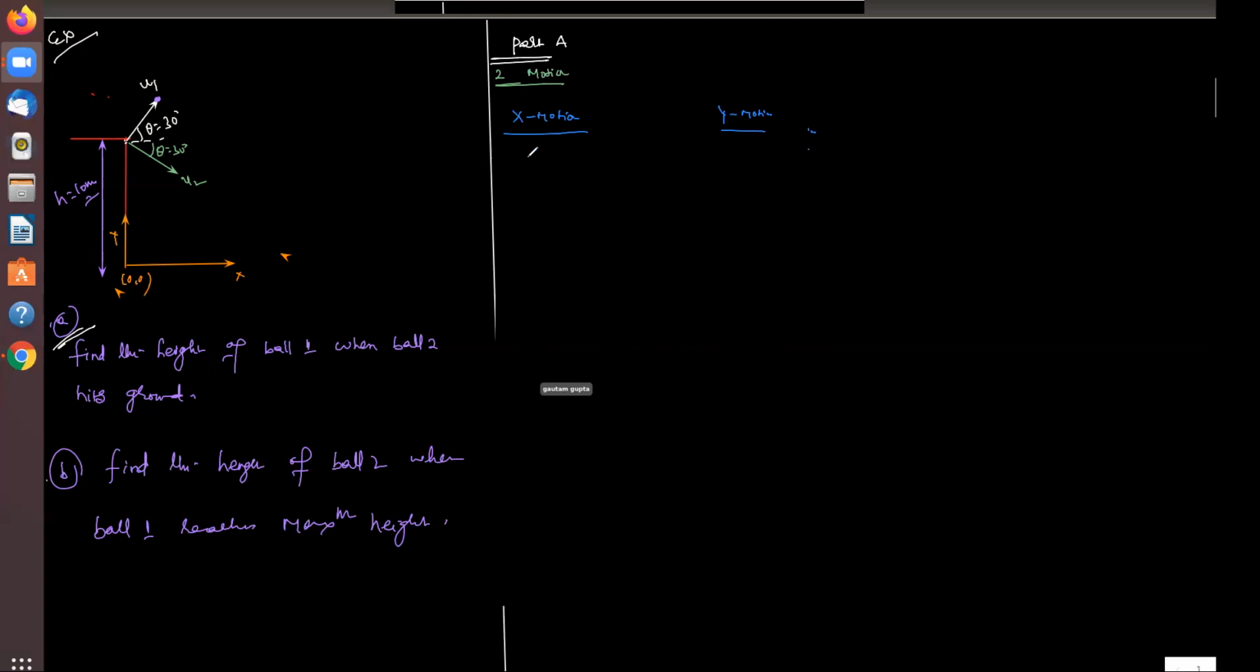Okay. So tell me, let's say your initial moment starts here when you projected this ball. And for the first part, my final moment is when it hits the ground. So let's say this ball goes like this and it hits here. So this is the moment t equal to tf. Is it clear? Let's call this capital T.